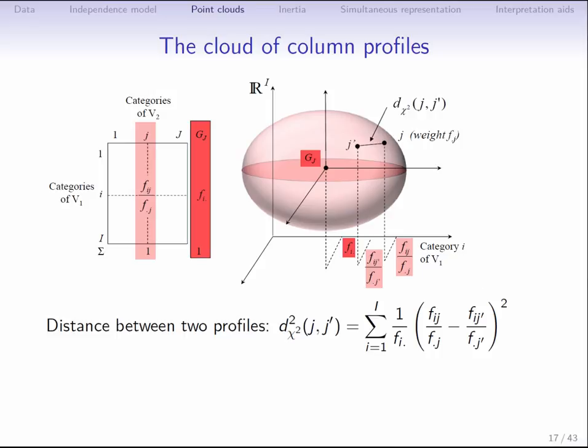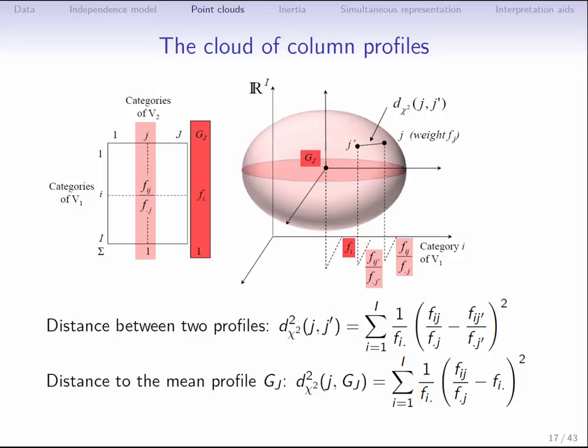To calculate distances in this space, we use, as for the cloud of row profiles, the chi-squared distance. Here, this represents a sum of squares of differences in coordinates, where each difference is weighted by 1 over f_i point. The cloud's center of gravity, corresponding to the mean profile, has coordinate f_i point. Therefore, the distance between profile j and the mean profile is simply the square root of this quantity.